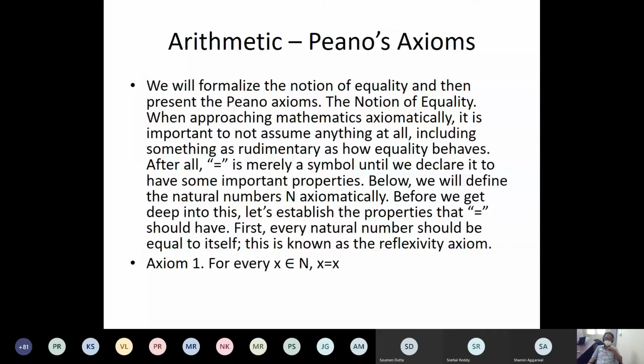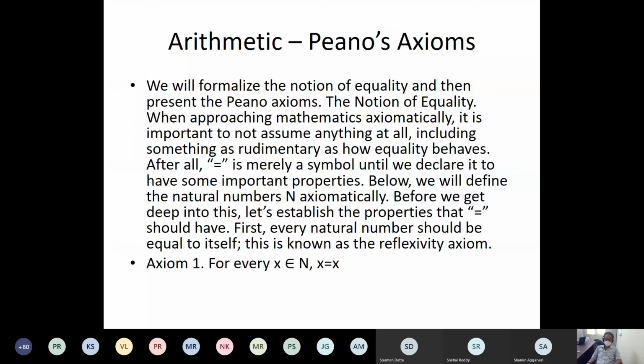The notion of equality. When approaching mathematics axiomatically, it is important to not assume anything at all, including something as rudimentary as how equality behaves. After all, equal to is merely a symbol. Remember that in a formal system, first you have only symbols, until we declare it to have some important properties. Below, we will define the natural numbers N axiomatically. So before we get into that, let us establish the properties that equal to should have. First, every natural number should be equal to itself. So this is known as the reflexive property.